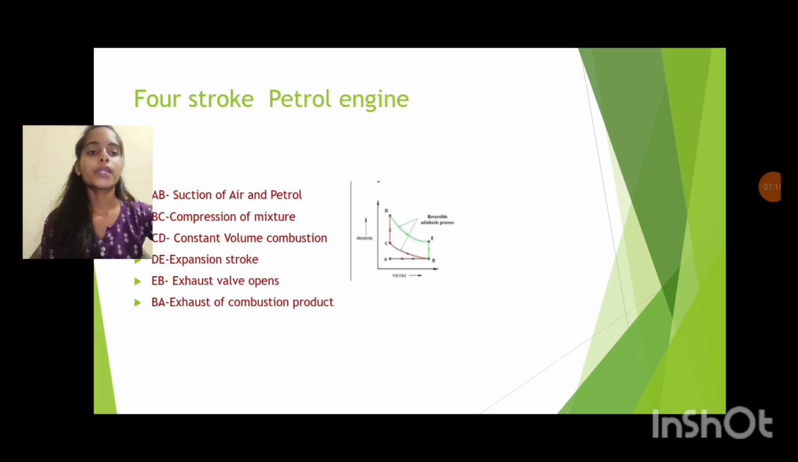In the four-stroke petrol engine, consider the PV diagram. AB is suction of air and petrol. BC is compression of the mixture. CD is constant volume combustion. DE is the expansion stroke. At E the exhaust valve opens, and BA is the exhaust of the combustion products.